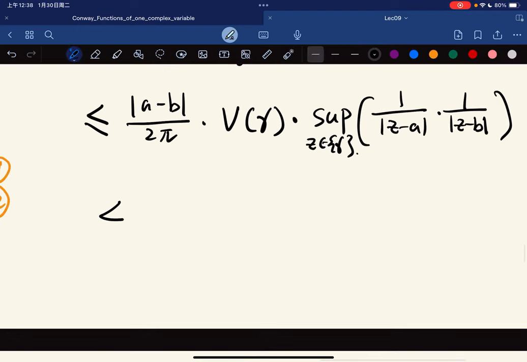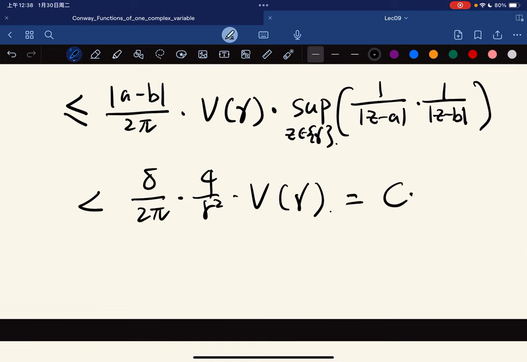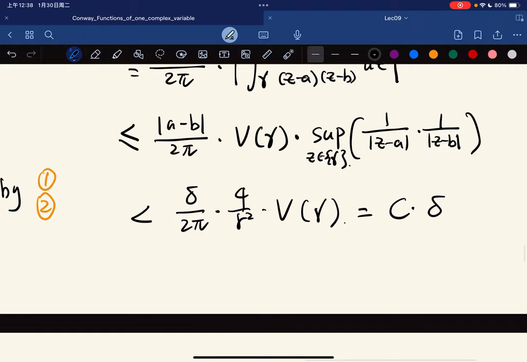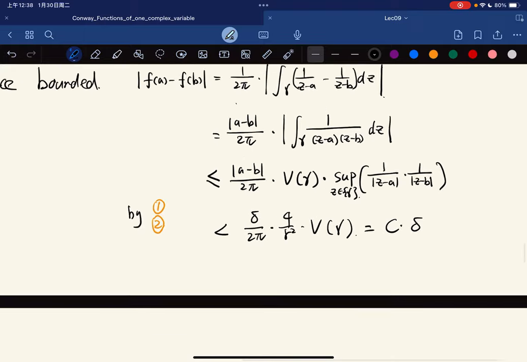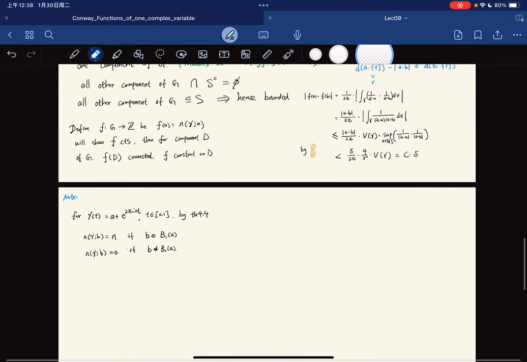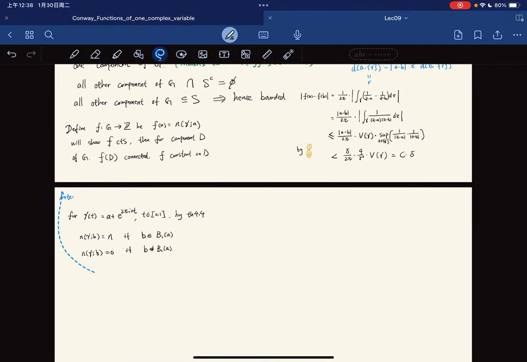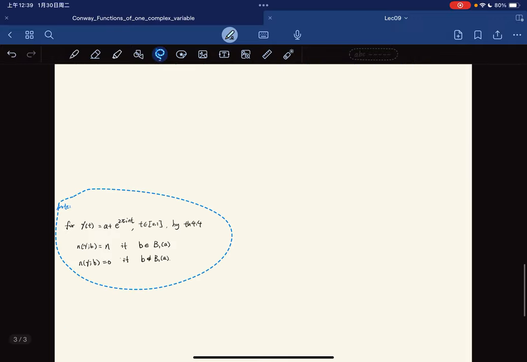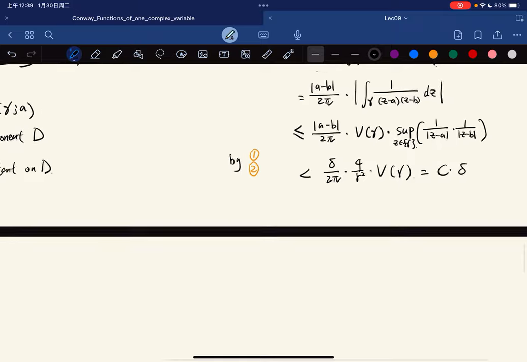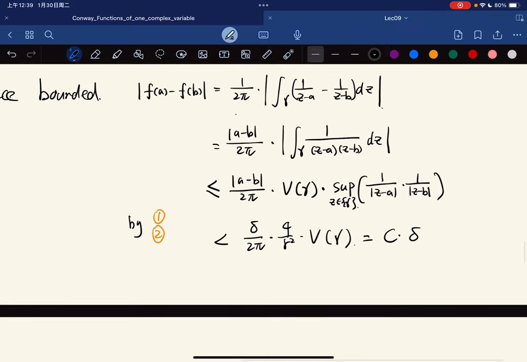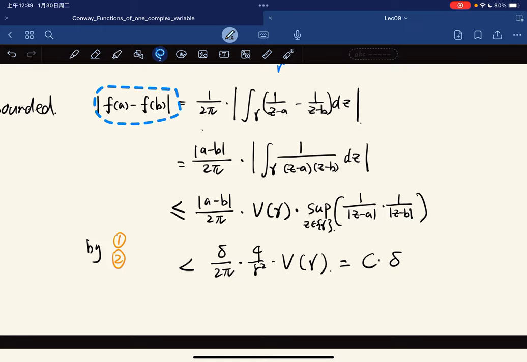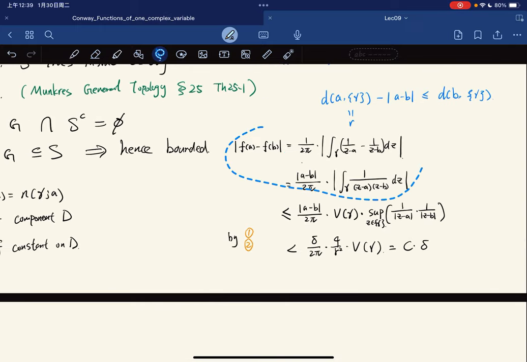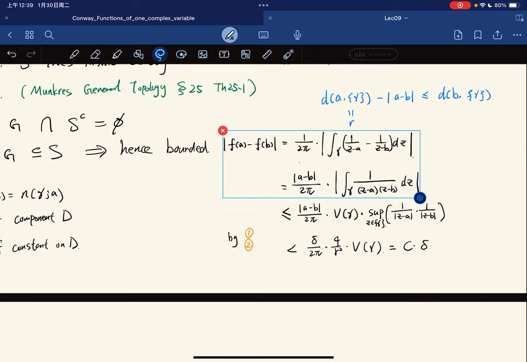So we have this is less than delta over 2 pi times 4 over r squared times the variation of gamma, which is a constant times delta. Right, a constant times delta. Okay, so we have this. We have our estimation here. Right. Okay, so with this estimation.